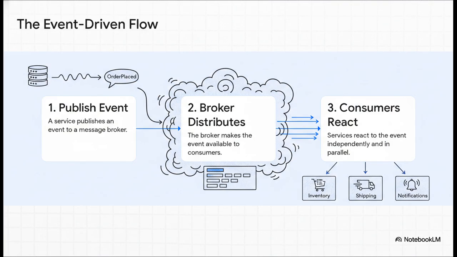So picture this. The flow is actually beautiful in its simplicity. One service publishes an event, something like order placed. A message broker grabs it and holds onto it. Then, any number of other services, inventory, shipping, notifications, can all pick up that same event and do their own thing, totally independently and all at the same time. That right there is where all the power comes from.